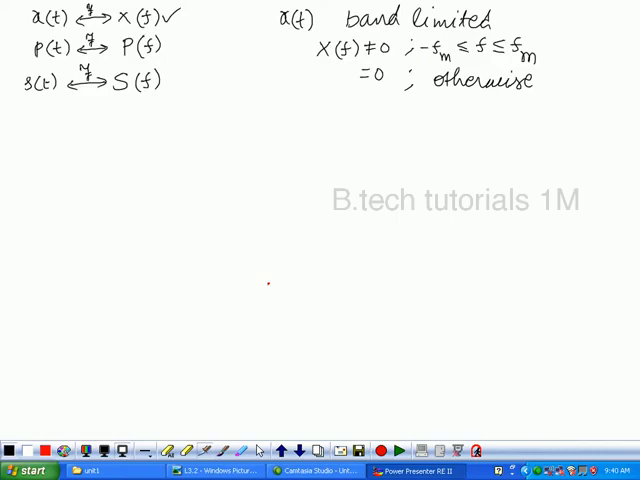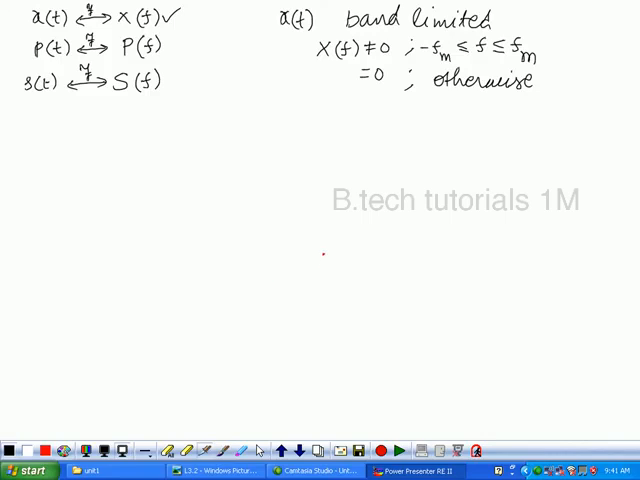That is, the signal has some spectral content or some frequency component. If the frequency components are limited to a particular band of frequency, then the signal is said to be band limited. That is, the Fourier transform of x of t is X of f. The Fourier transform of x of t is called the frequency spectrum. If the frequency spectrum of x of t is non-zero for a finite band of frequencies, then the signal is said to be a band limited signal.